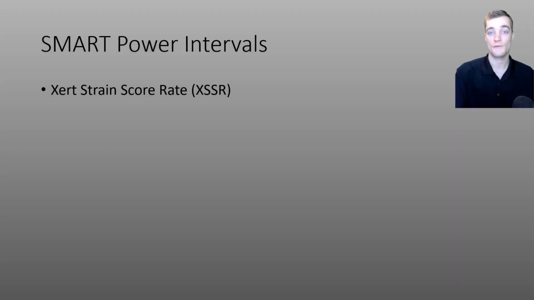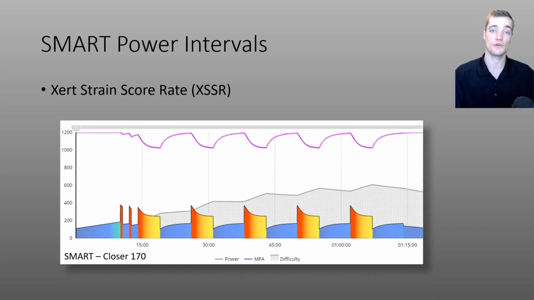The first type of SMART power interval I'd like to discuss we call XSSR intervals. These intervals provide the iconic curvilinear shape found in many of the Xert workouts. And you can see them very clearly here in the SMART Closer 170 workout. I want you to look closely at the 5-minute high intensity interval here, and you'll notice how the target power for this interval matches the depletion of MPA.